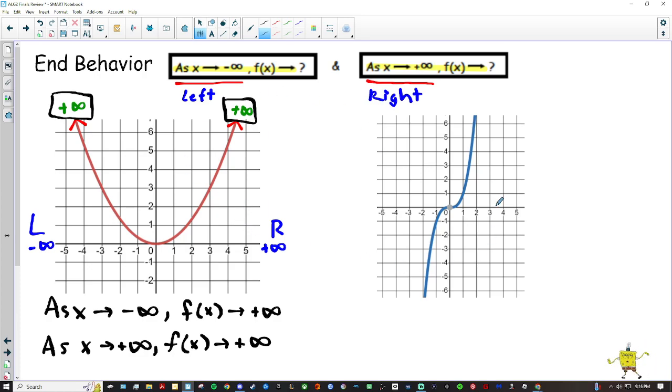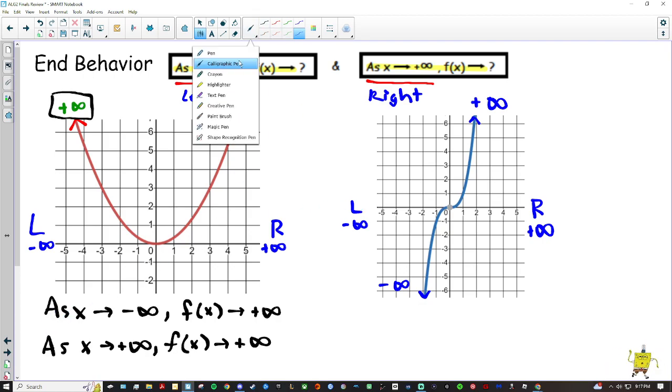Let's do one more. So I'm looking at my function. I'm looking at both sides. I see on the left side, negative infinity, my function is going down. So this is towards negative infinity. On the right side, which is my positive infinity side, my function is going up towards positive infinity. So I have everything I need to write my equation.